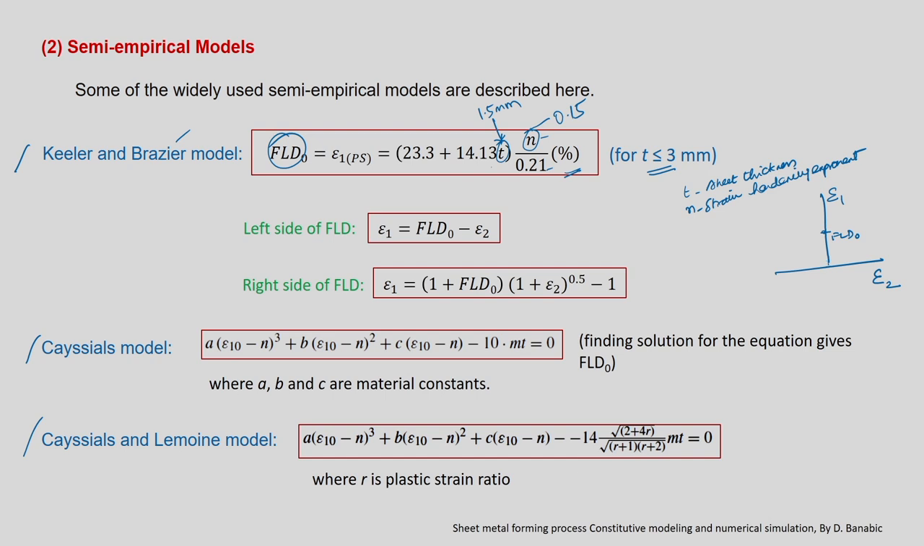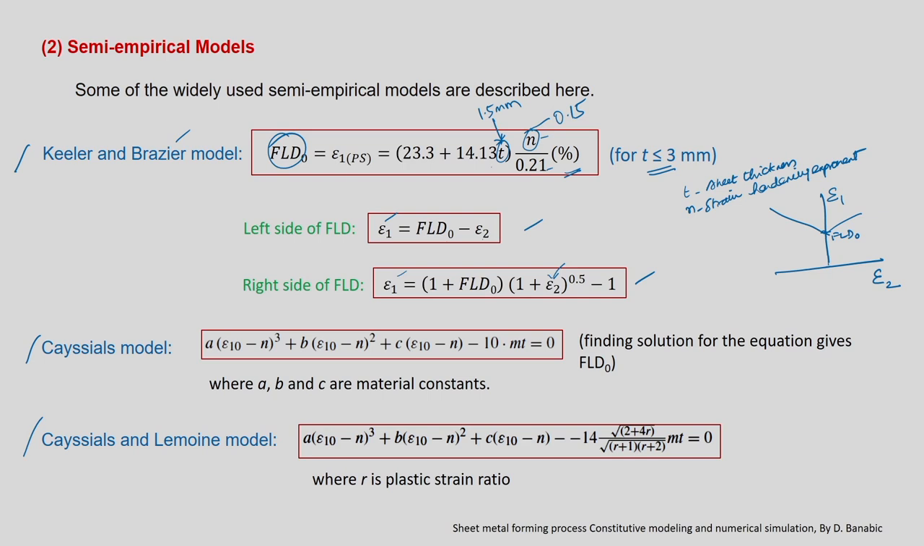Now if you want to get the left hand side and the right hand side of the forming limit curve, you can use these two equations. For the left hand side of the FLD, if you want data points, you can use epsilon 1 is equal to FLD0 minus epsilon 2. Whatever value you get here, you take different epsilon 2 values, keep subtracting, and you will get epsilon 1. So you may get a curve like this. On the right hand side the same thing can be utilized: epsilon 1 = (1 + FLD0) into (1 + epsilon 2) power 0.5, minus 1. You can vary epsilon 2 on the right hand side of the FLD, and you will get epsilon 1. So you may get a curve like this. Finally, you will get the entire forming limit curve using this.